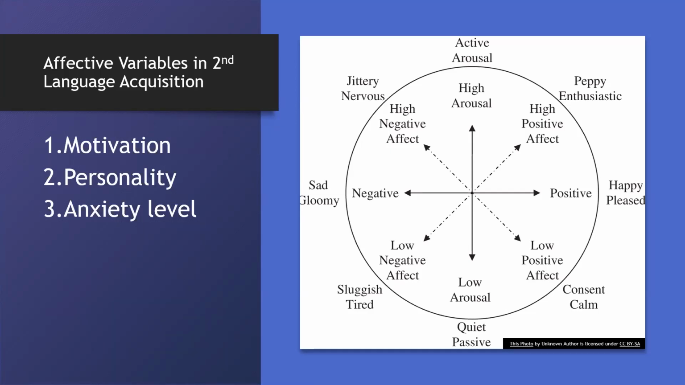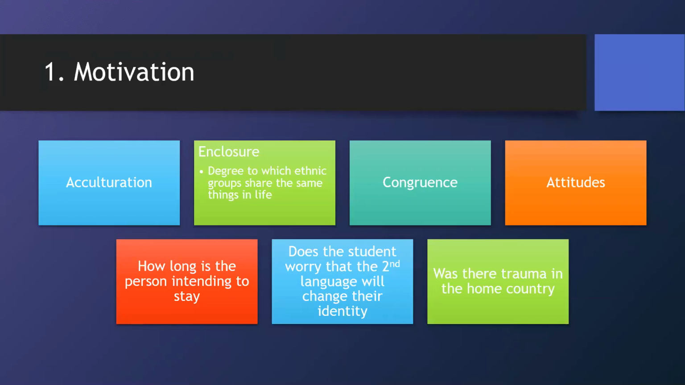All right, so in terms of the variables that can affect language acquisition, we're going to talk about motivation first. There are a lot of different things that affect how motivated a student may be to learn, or a person may be to learn another language. One of them is acculturation. Acculturation is talked about in detail in your book. It's really well defined. But acculturation can go in two different ways.